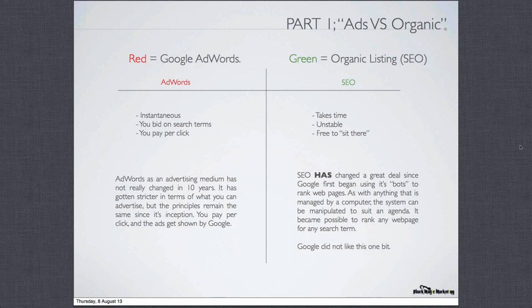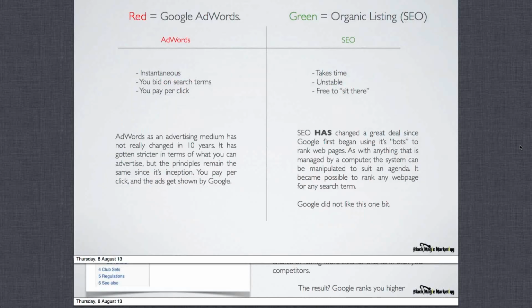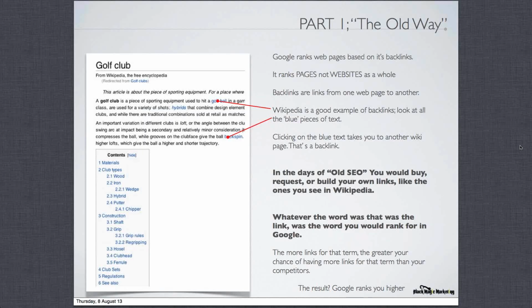And as with anything that can be managed by a computer, i.e. the search algorithm, the system can be manipulated to suit an agenda, and it became possible in the old days to rank any web page for any search term, and Google didn't like this one bit. And so the old way of SEO, and this is still done today, Google ranks web pages based on its backlinks. Now, a backlink is a link from another site to your site. That's what a backlink is.